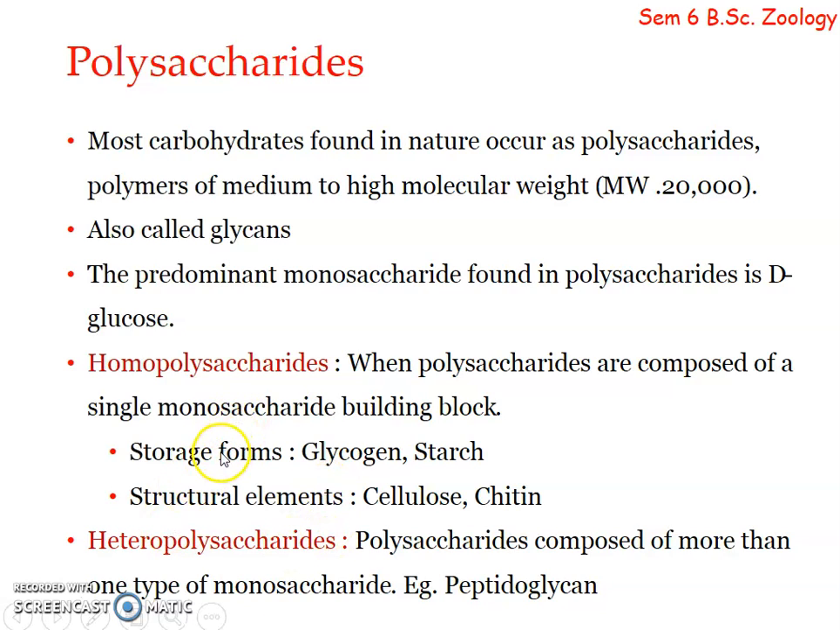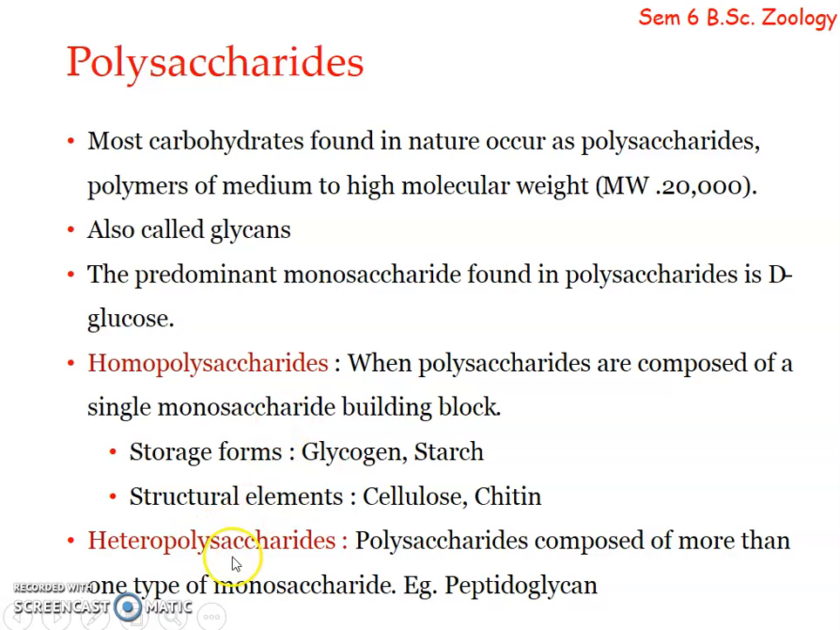There are two kinds of homopolysaccharides which we can recognize. One takes up the storage function, and the second is a structural element. The storage forms of homopolysaccharides include glycogen and starch. The structure we'll be learning in detail in the coming slides. Glycogen and starch are both polymers of glucose. Then structural elements: cellulose and chitin. Similar units recur to form the polysaccharide. It needn't be monosaccharides alone, but it can be modified monosaccharides as well.